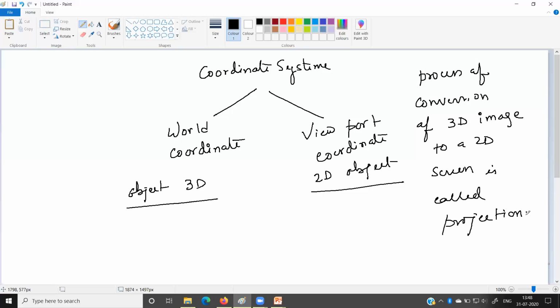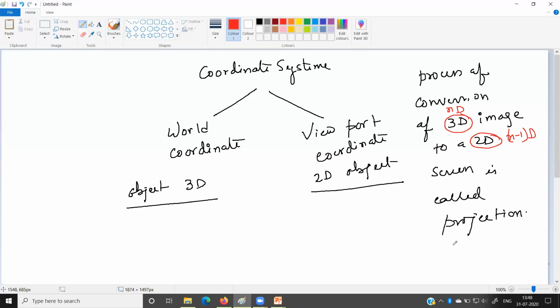Now, in generalized form, projection can be defined as the process of conversion of an image which is n-dimensional. In case of 3D, we replace it by ND. So the process of conversion of an ND image to an n-1D screen is called projection.